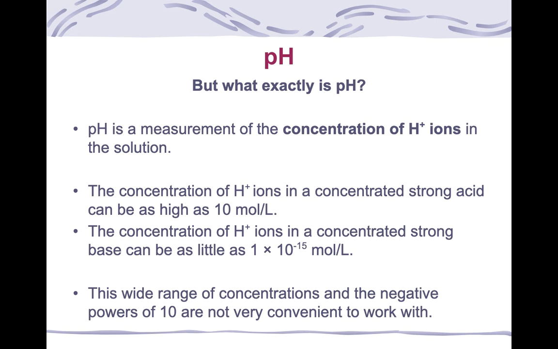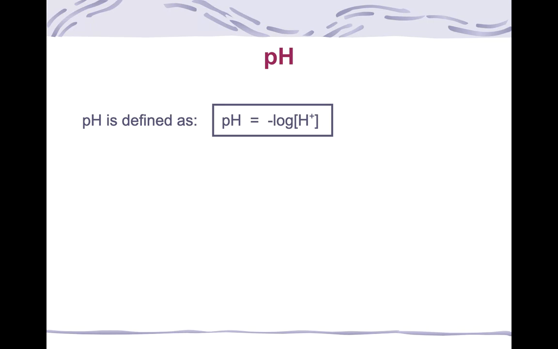So that wide range plus those negative powers of 10 are not really very convenient to work with. So that's where the pH scale comes in. pH is a logarithmic scale. pH is the negative log of the hydrogen ion concentration.